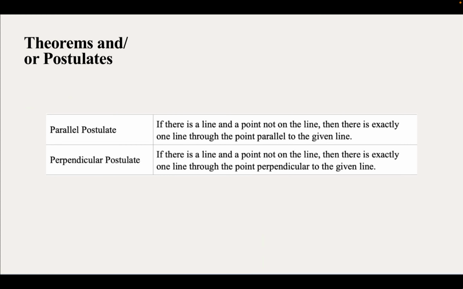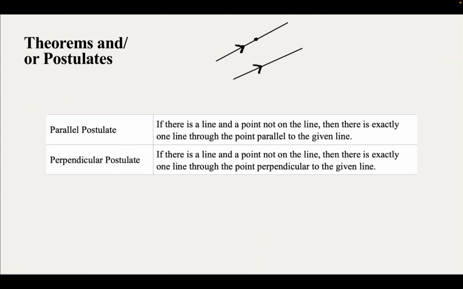Two postulates today. We have the parallel postulate, which says if there is a line, I'm going to go ahead and make a line. So if there is a line and a point not on the line, then there is exactly one line through the point that is parallel to the given line. Remember in geometry, if it looks parallel, doesn't mean that it is parallel. The way that we show two lines are parallel is by putting those little arrows on there. So by using that notation with the two arrows, that shows that the lines are parallel.